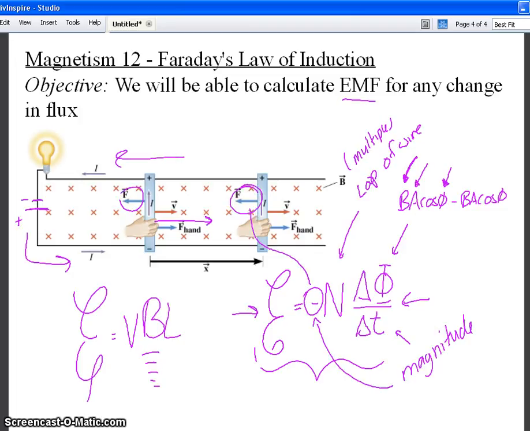Okay. So that is it for Faraday's law of induction. It's really just a combination of everything we've learned so far in magnetism. We have magnetic flux, and now we have induced voltage and induced current. And I just want to point out this answer, it is EMF. This answer will be in volts.